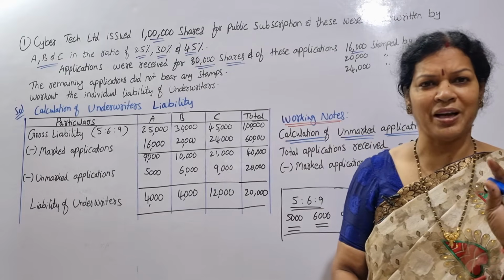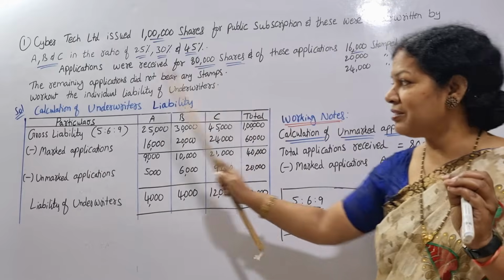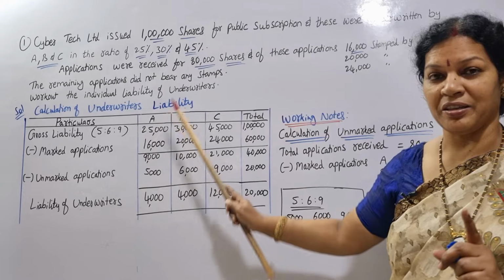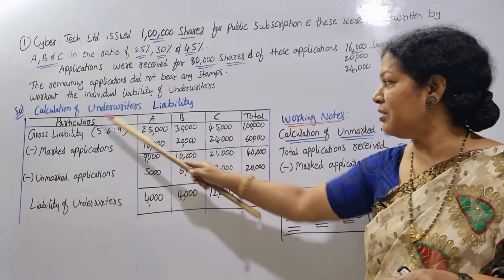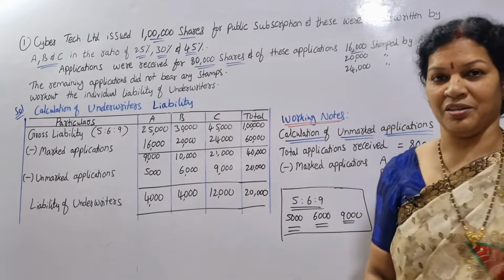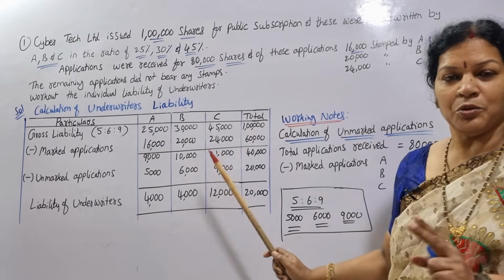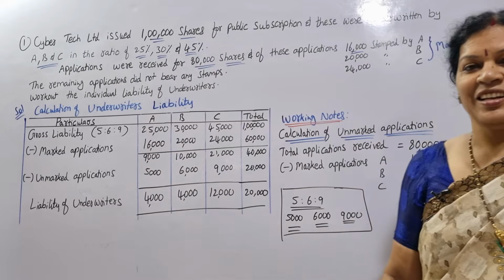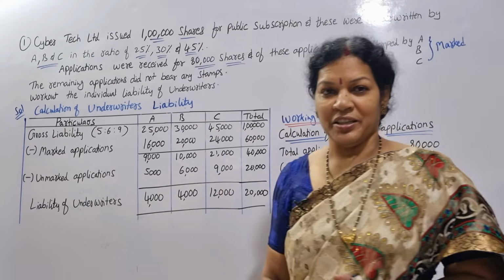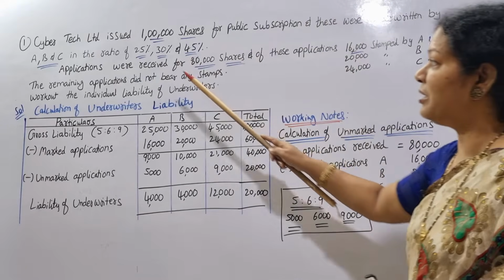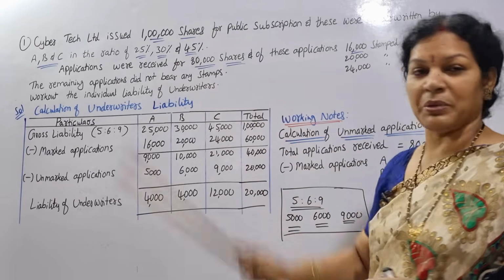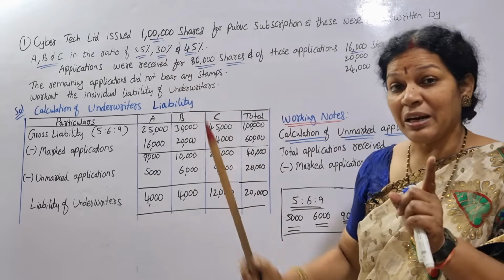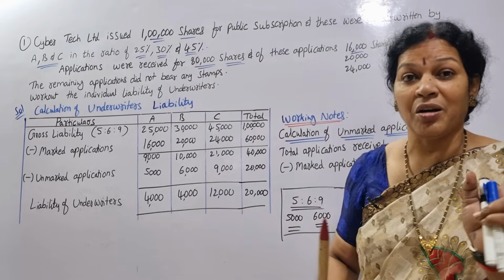Simple, just focus 5 minutes, you'll understand. Format is this: calculation of underwriters' liability. What are the columns we are writing? Particulars, A, B, C, total. With pencil and scale, you have to draw the columns neatly. First, what will we take? Gross liability. Gross liability means how much they have committed. 25%, 30% and 45% they have committed out of 1 lakh, right? Whatever they have committed in the initial stage, that is gross liability.